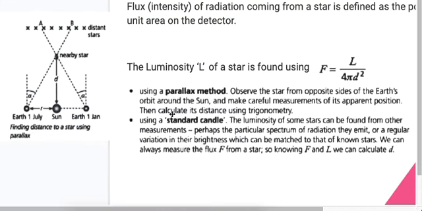First of all, before you can understand the standard candle, you need to understand the parallax method. In the parallax method, we observe the star from the opposite sides of the Earth's orbit around the sun. So let's say the sun is right here in the middle, and the Earth is right here on the left on 1st July, and then right here on 1st January. So it goes from one side of the sun to the other.